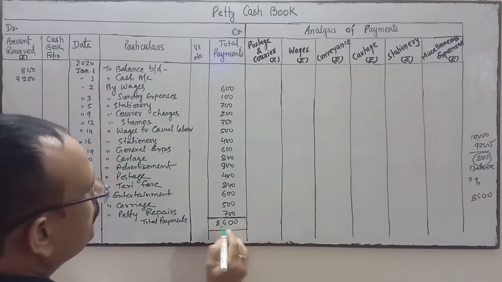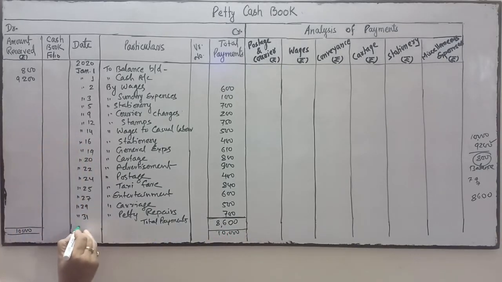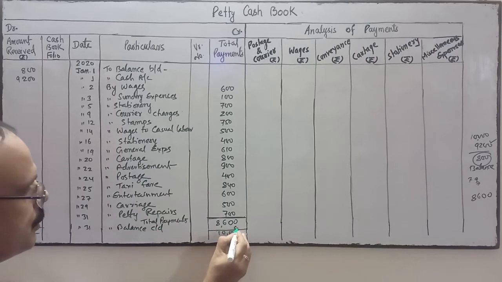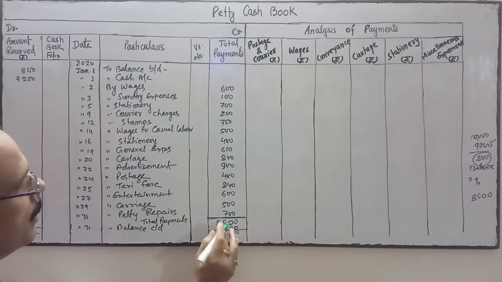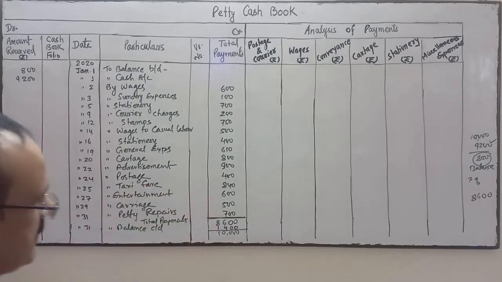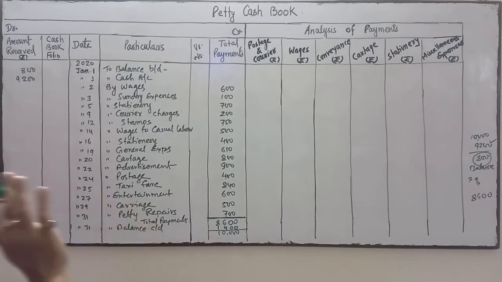Then you find out the difference amount. On January 31st, by balance carried down. The difference is 1,400. This much balance is in hand after the total payment of 8,600. This 1,400 is the balance in hand with the petty cashier.